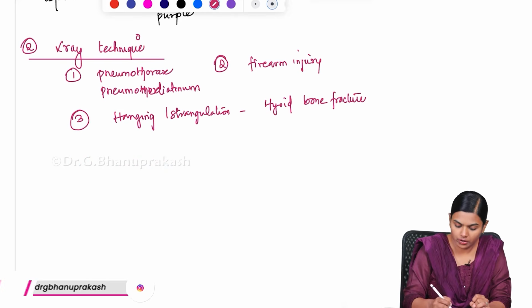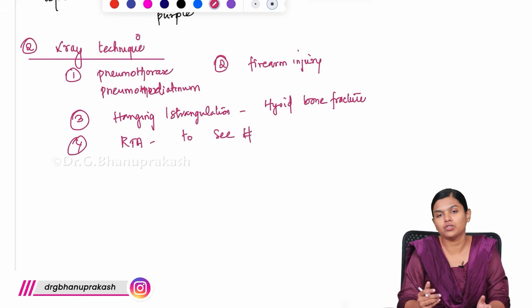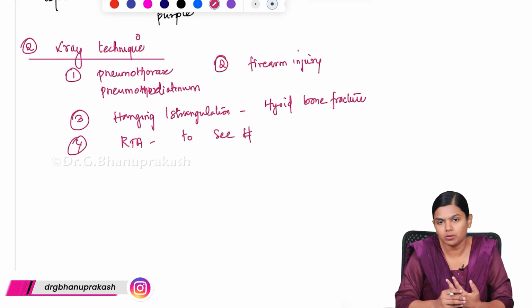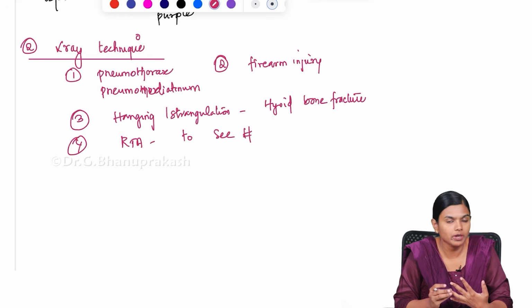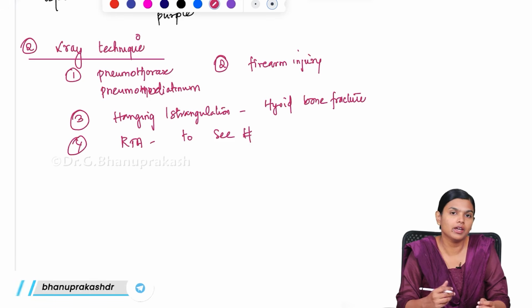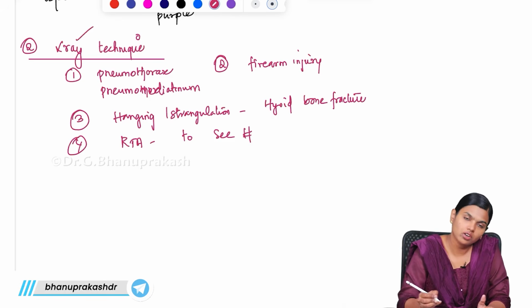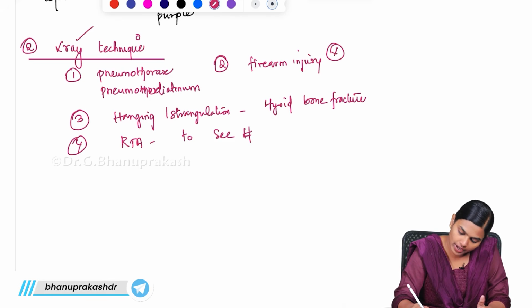And you will also use it in accidents, road traffic accidents, to visualize small bone fractures, like your finger bones and toe bones. All those fractures you will not be able to visualize in the physical examination. These fractures you will be able to identify perfectly in X-ray. So, this X-ray technique is used in a lot of cases, especially firearm injury and hyoid bone fracture.